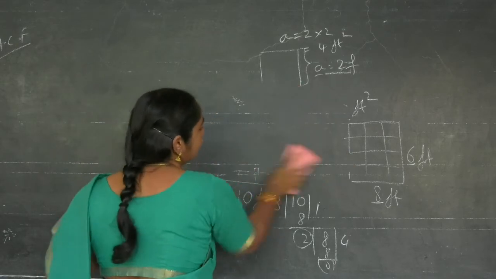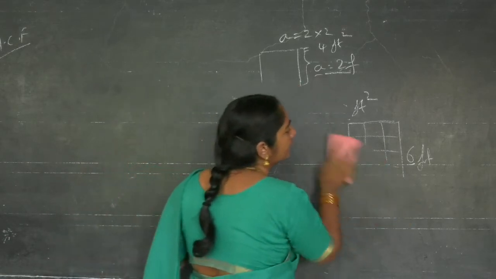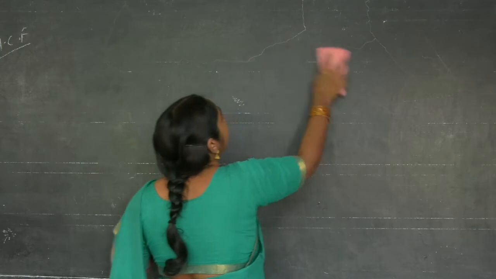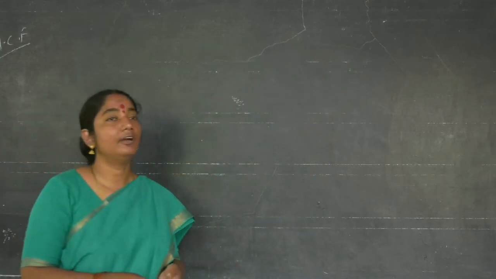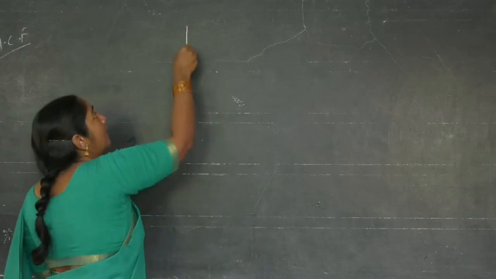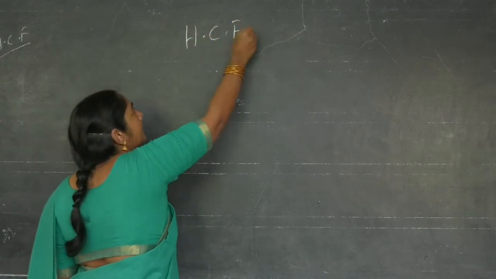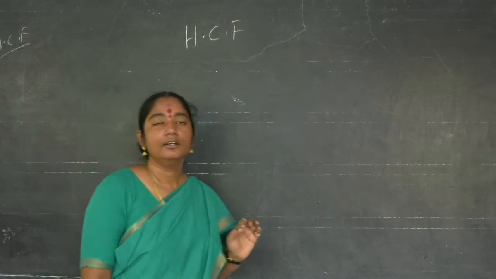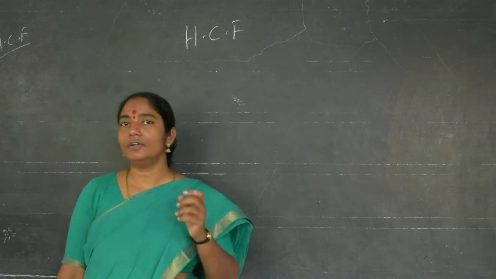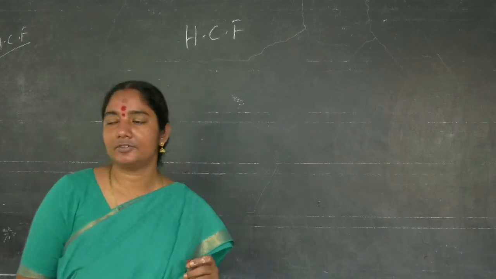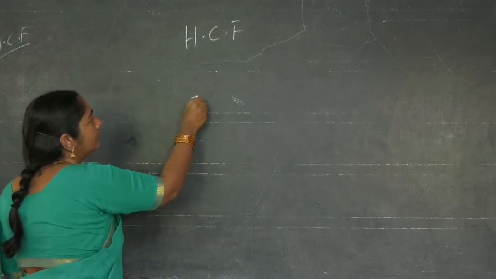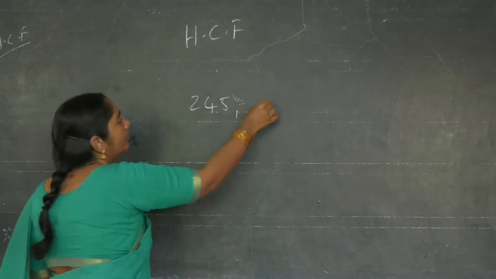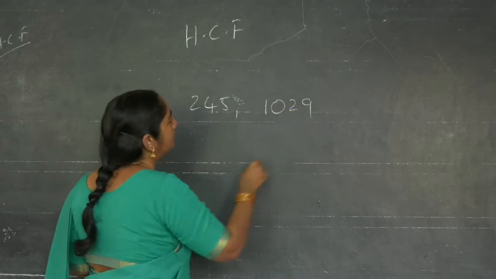So my dear friends, let us try to solve some problems where we are using the application of HCF, that is the highest common factor. Let us see some examples. Few examples. Madam, can you please read one question? Find the largest number which divides 245 and 1029, leaving remainder 5 in each case.